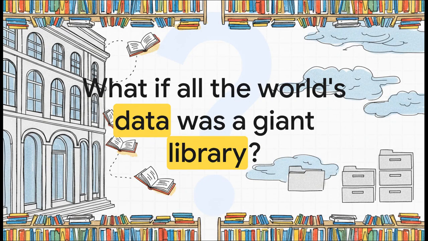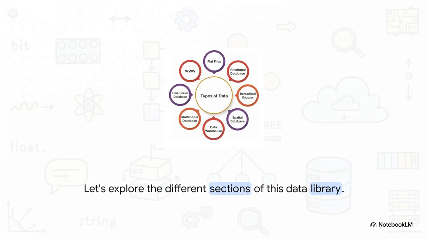To really get our heads around this, let's use an analogy. Let's picture that all the data in the world isn't just some chaotic cloud of ones and zeros. Instead, imagine it's a massive, sprawling library. Every single piece of information has a place, but not every place is the same. So this is basically our map for the tour. We're going to start in the most organized, well-lit sections of this data library, and then we'll venture into some of the more complex and, frankly, more interesting specialized wings.